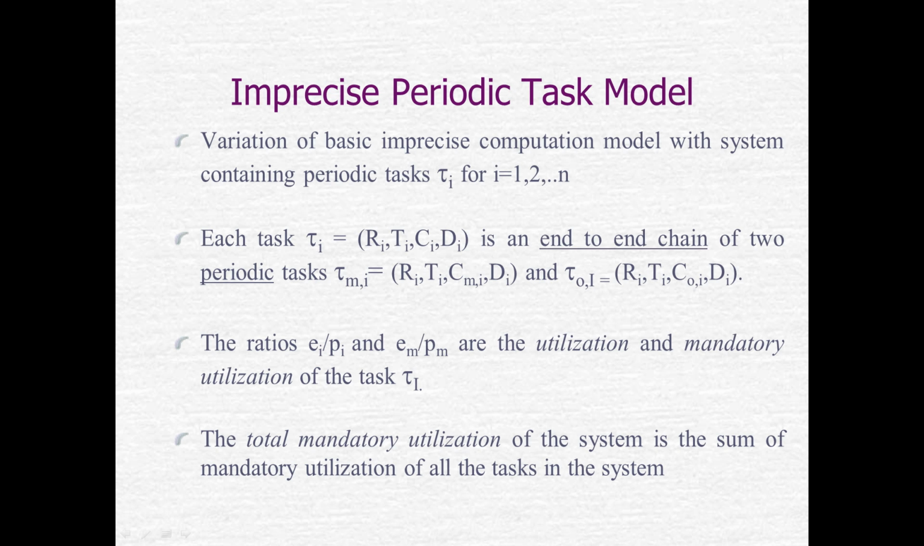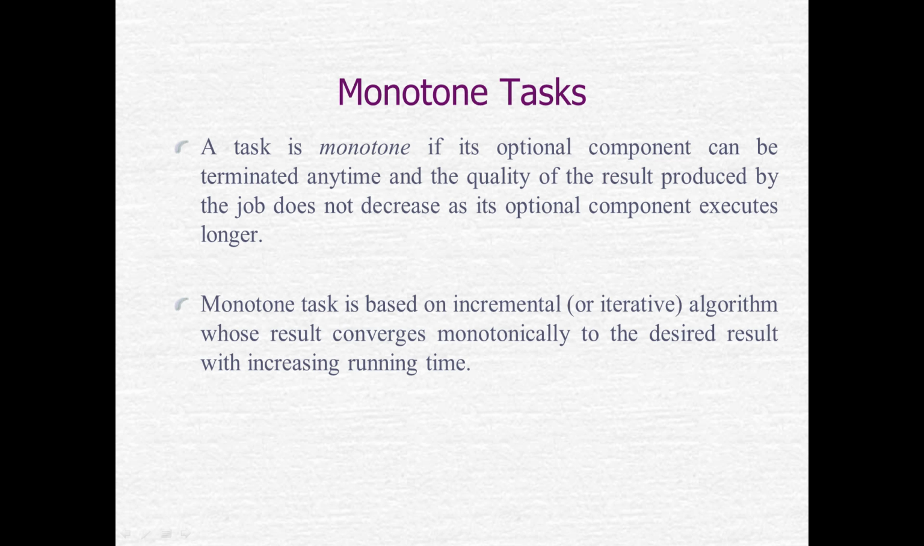Each task Ti is an end-to-end chain of two periodic tasks, and mandatory as well as optional we have represented by these notations M and O. The ratio execution time Ei upon Pi is called the utilization, and Em upon Pm is the utilization for mandatory tasks. The total mandatory utilization of the system is the sum of mandatory utilizations of all the tasks in the system.